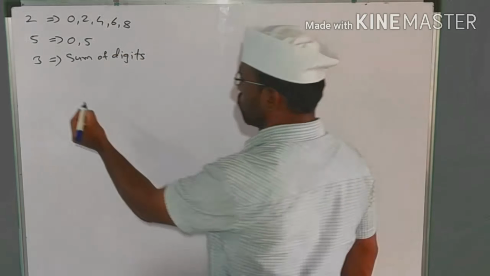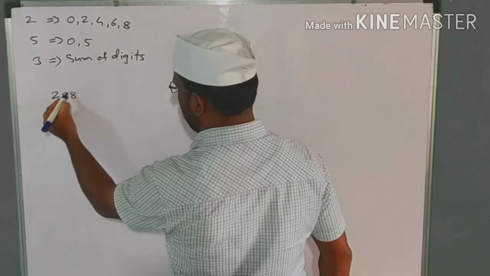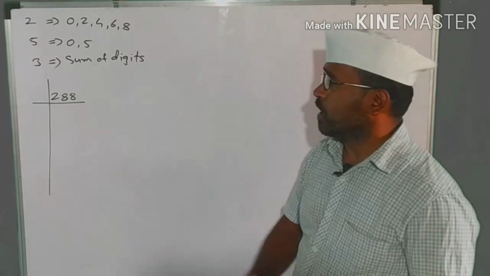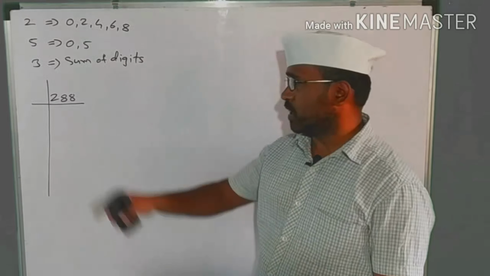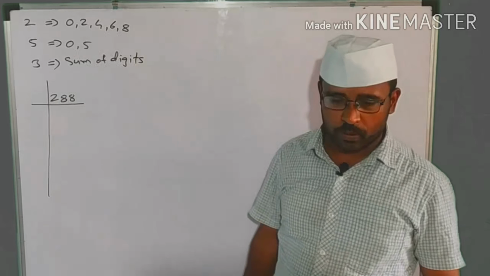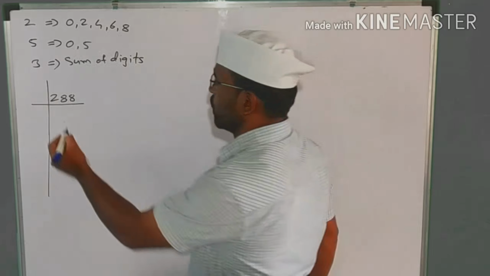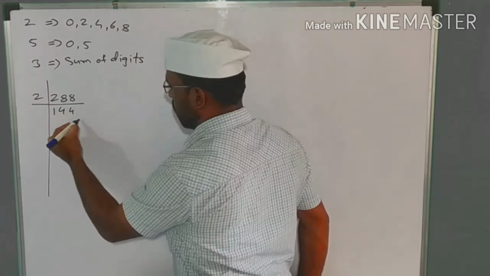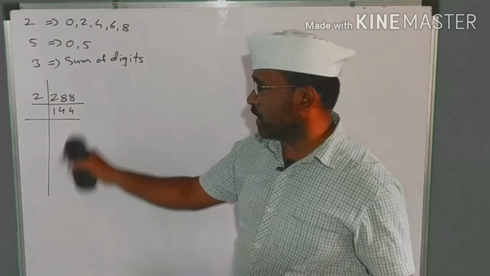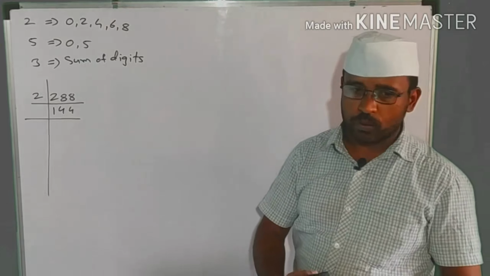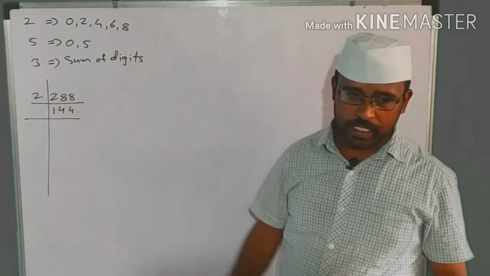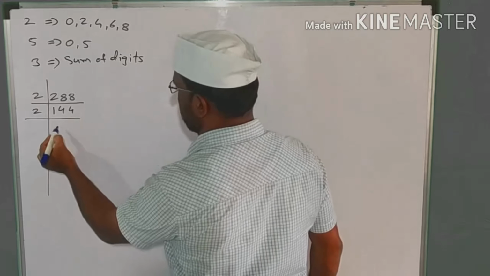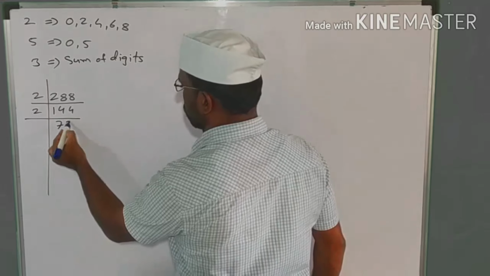Suppose a number is 288. We just have to go through the number and see whether it is divisible by these numbers or not. Is it divisible by 2? Yes, it is ending with 8. So we can divide it by 2. If we divide it by 2, our answer will be 144. Once again, is 144 divisible by 2? Yes, because it is ending with 4. So let's divide it by 2 and the answer will be 72.